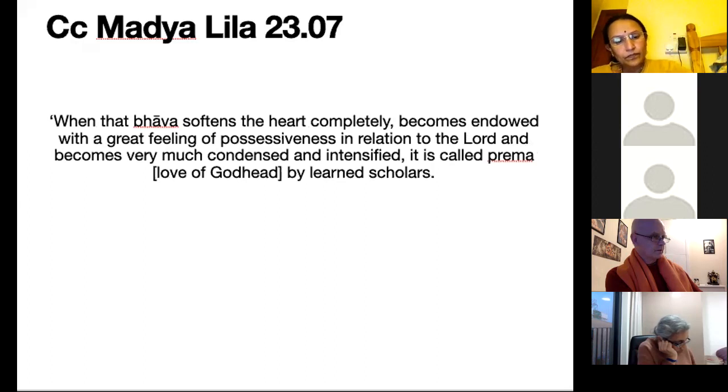The next phrase, prema-suryamsu-samya-bhak, indicates that bhava is like a sunray of love for Krishna. In the analogy that prema is the sun and bhava a ray of sunshine, Rupa Goswami suggests that not long after the faint dawning of bhava, the glowing sun of prema appears. The relationship between bhava and prema is also described by the Rasacharya. You could just say the translation if it's easier for you. When that bhava softens the heart completely, becomes endowed with a great feeling of possessiveness in relation to the Lord, and becomes very much condensed and intensified, it is called prema, love of God, by learned scholars.